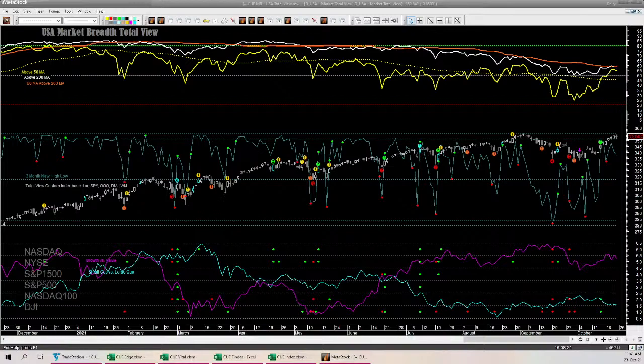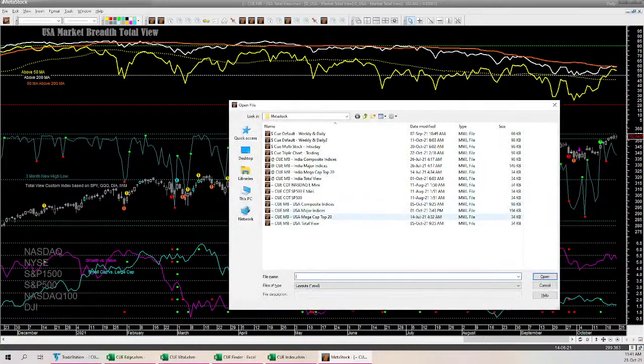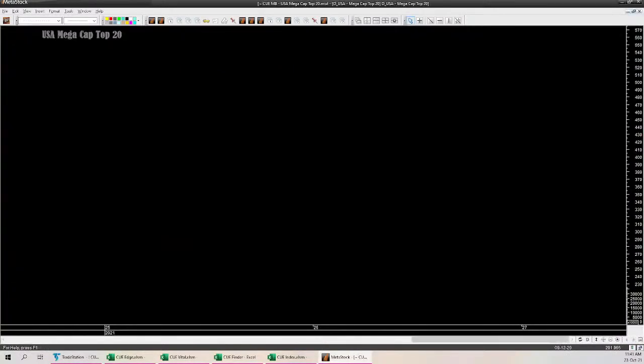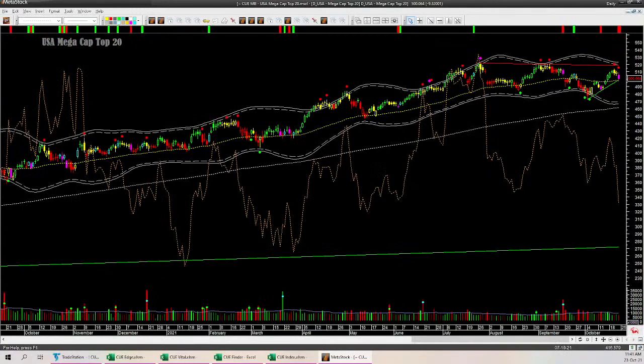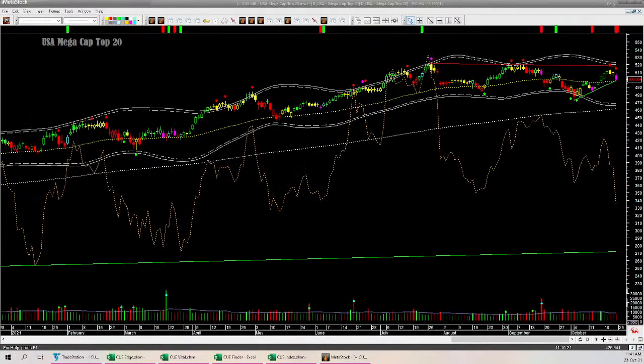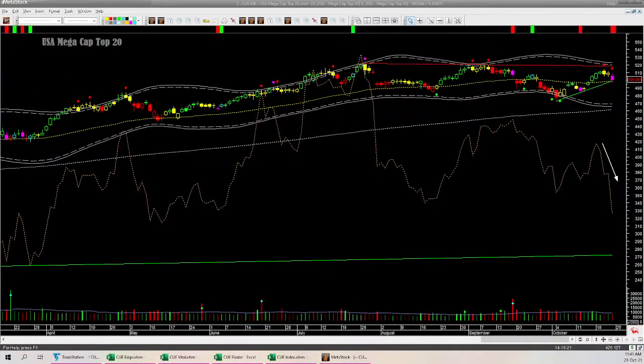But if we look at mega cap, it is weaker. This is small cap versus large cap. If we, on the other hand, look at mega cap top 20, expand a little bit, the relative performance line for mega cap top 20 is sharply tilting down. So mega caps are doing poorly. So we have large caps somewhere in the middle, small caps weaker than large caps, and mega caps are also weak.